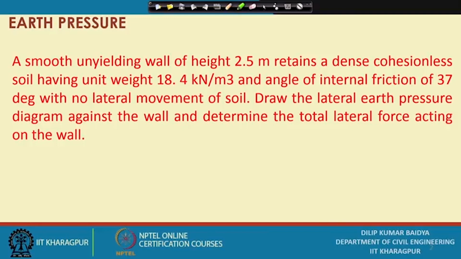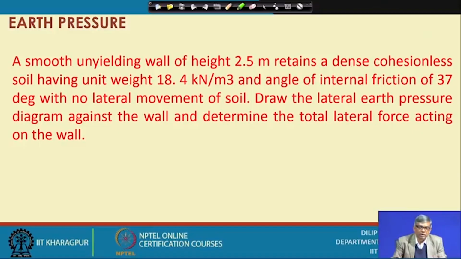You have to read the proper language very carefully. Here it is mentioned smooth, unyielding. Smooth means it is Rankine's theory; unyielding means there is no movement of soil, that means it is an at rest condition. We have discussed three different types of earth pressure. So, from this statement, the unyielding wall means there is no movement of wall, so you have to consider this as an earth pressure at rest condition.